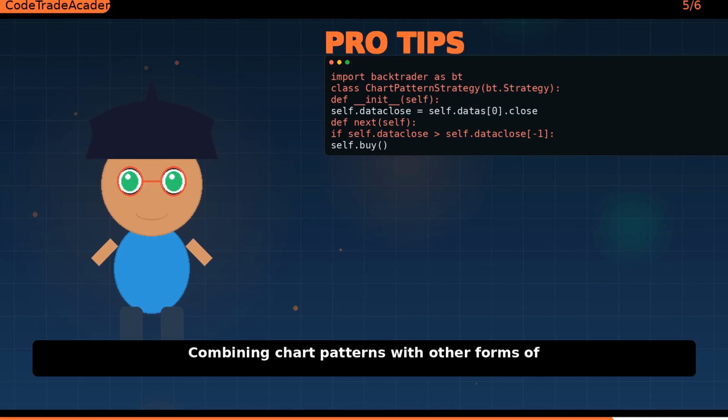Third, stay patient and disciplined. Chart patterns can take time to play out.